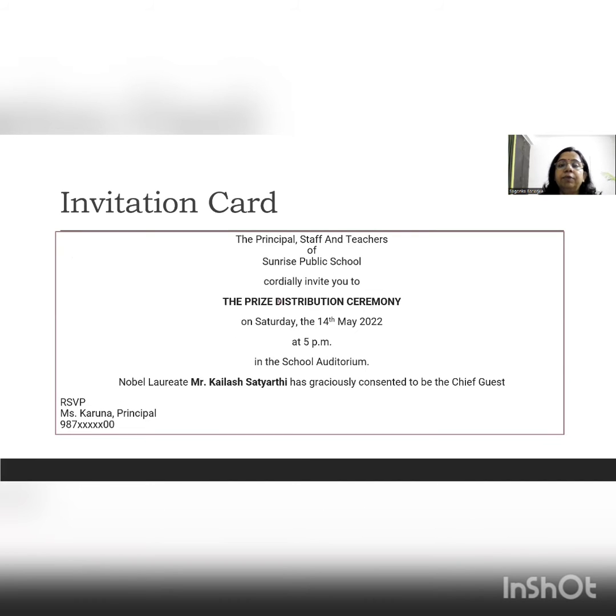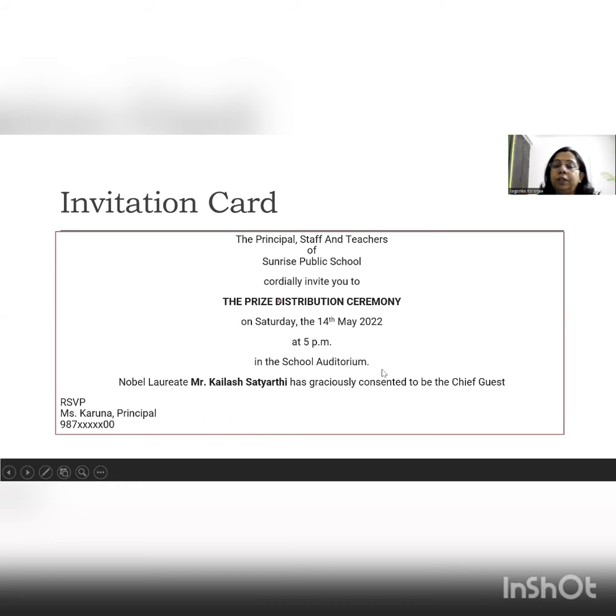Now this is the sample of an invitation card. So here, suppose this is for any prize distribution ceremony, और आप ये सबको invitation card दे रहे हैं for a large gathering. So it will start with the principal, staff and teachers. So who are inviting? The principal, staff and the teachers. Of which school? Sunrise Public School. Cordially invite you. You means here comes everybody. So to the prize distribution ceremony on Saturday, the 14th May 2022 at 5 p.m.